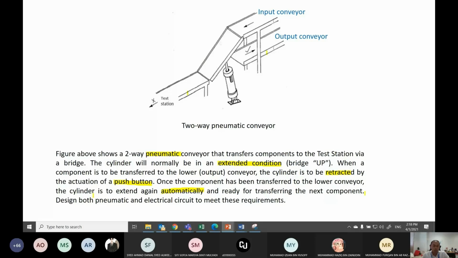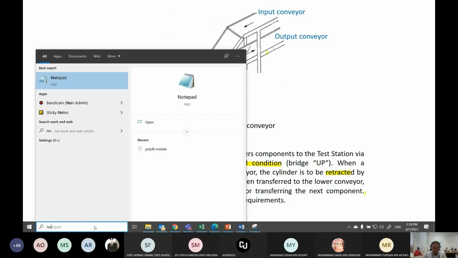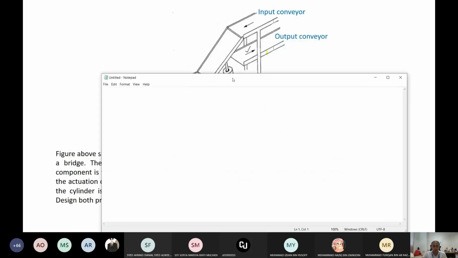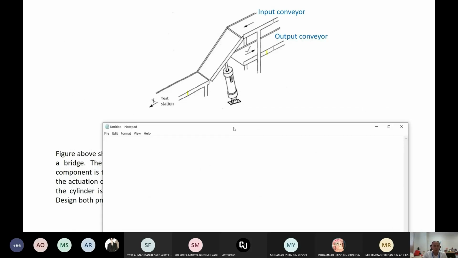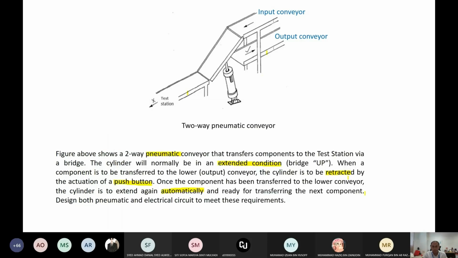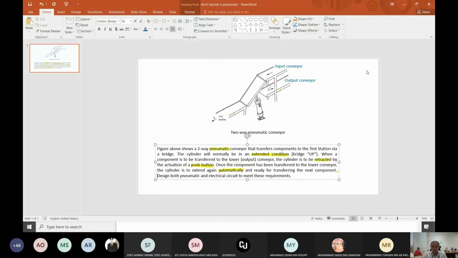So the question asks you to design both the pneumatic and electric circuit. Let's try to solve this question. I will just draw it on the notepad to make it quicker instead of using FluidSIM. So how, wait a moment.